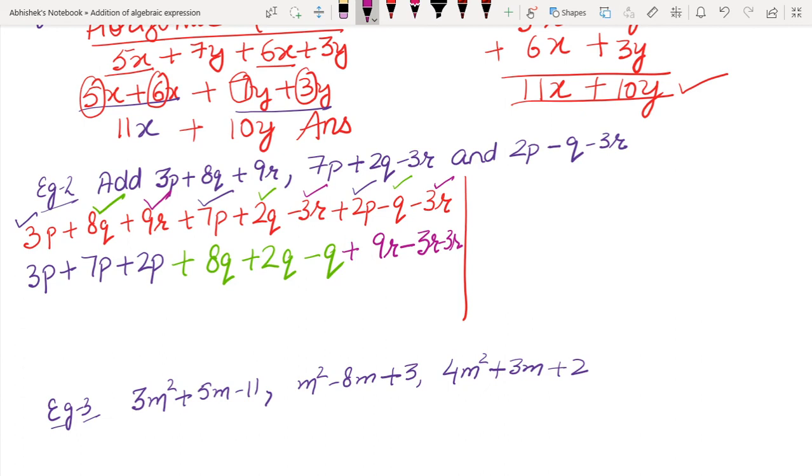Now add the coefficients of like terms. Just add the coefficients of like terms using simple addition techniques. So we are just going to underline the like terms.